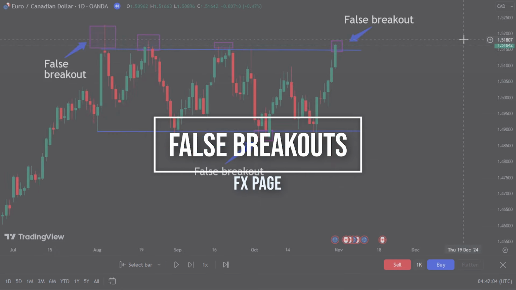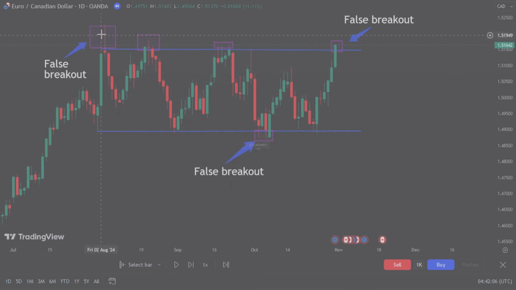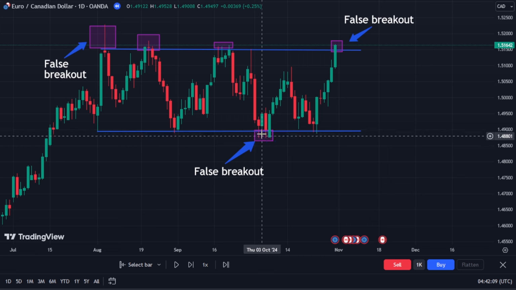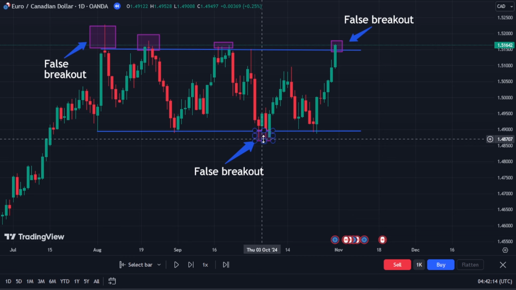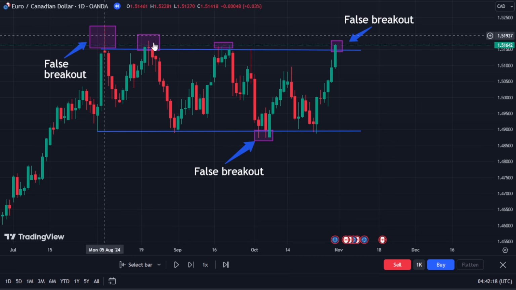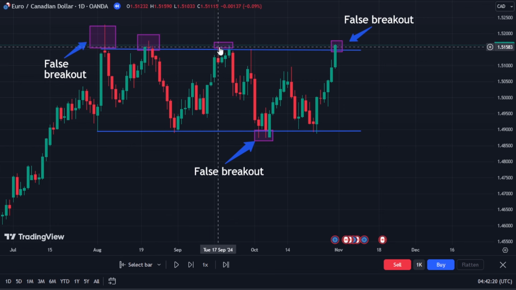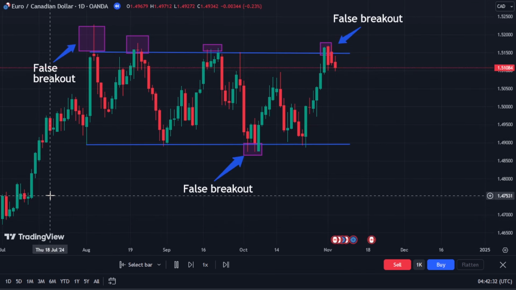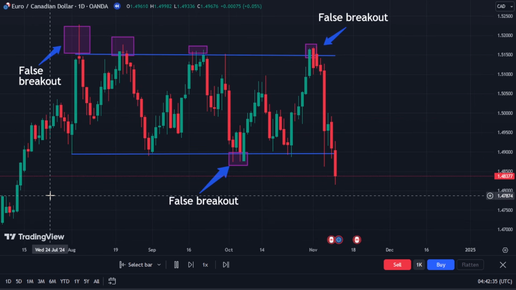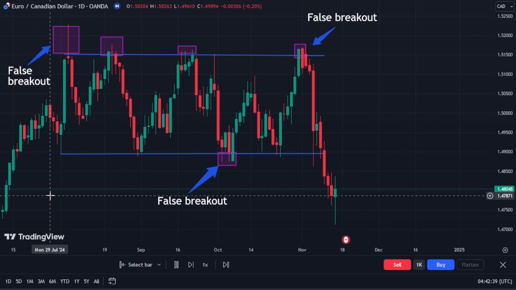False breakouts occur when the price breaks past a certain level, let's say support, resistance, a triangle, a trend line, or whatever it may be, but doesn't continue to accelerate in that direction. Instead, what you might have seen was a short spike followed by the price moving back into its trending range.